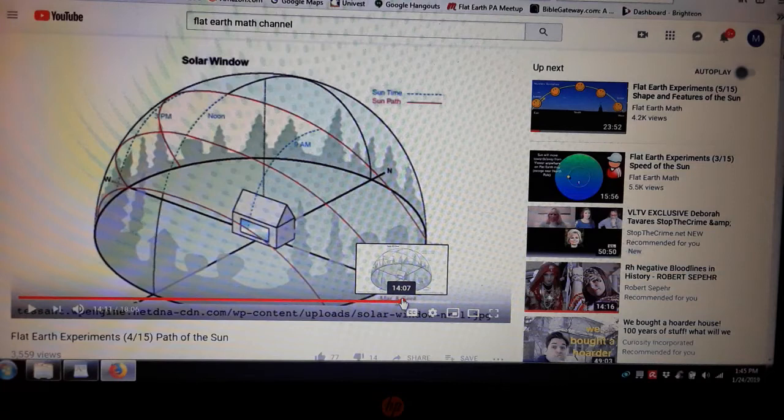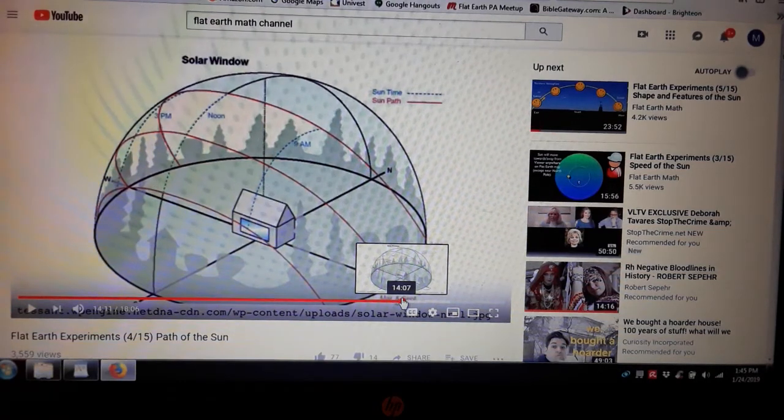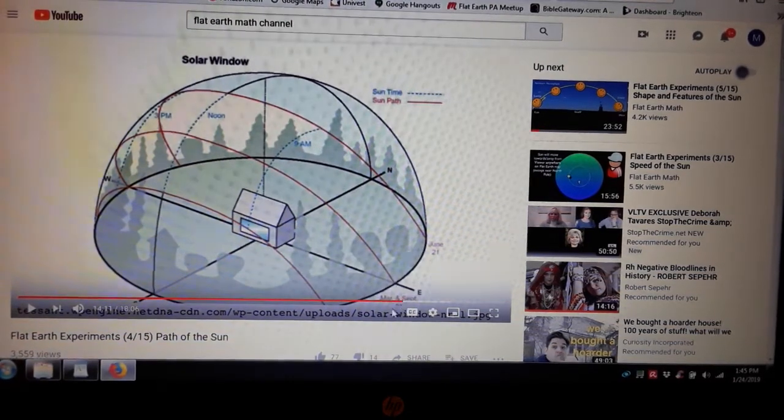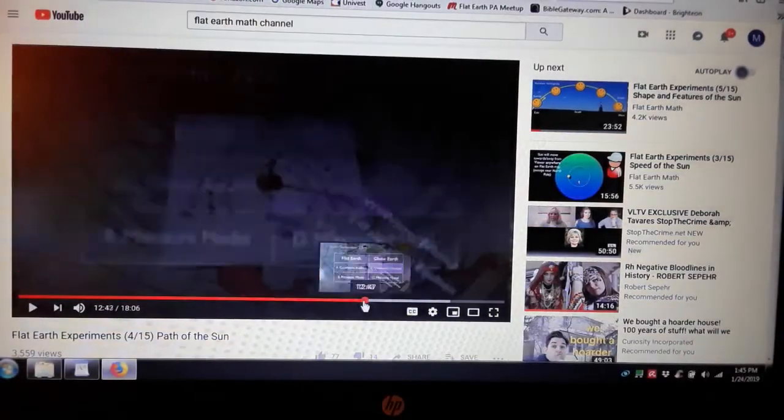They go on the premise that it has to be a globe. And it's not. So they misconstrue everything. Everything. Just like this.